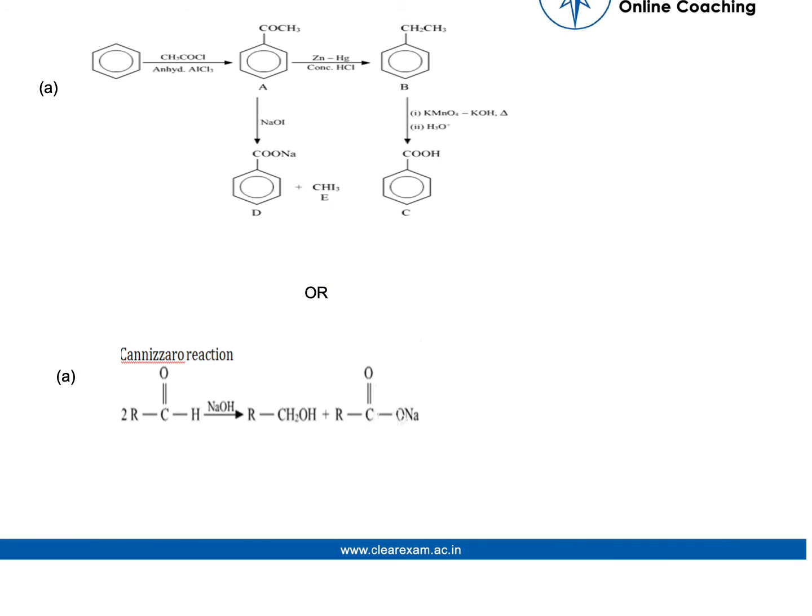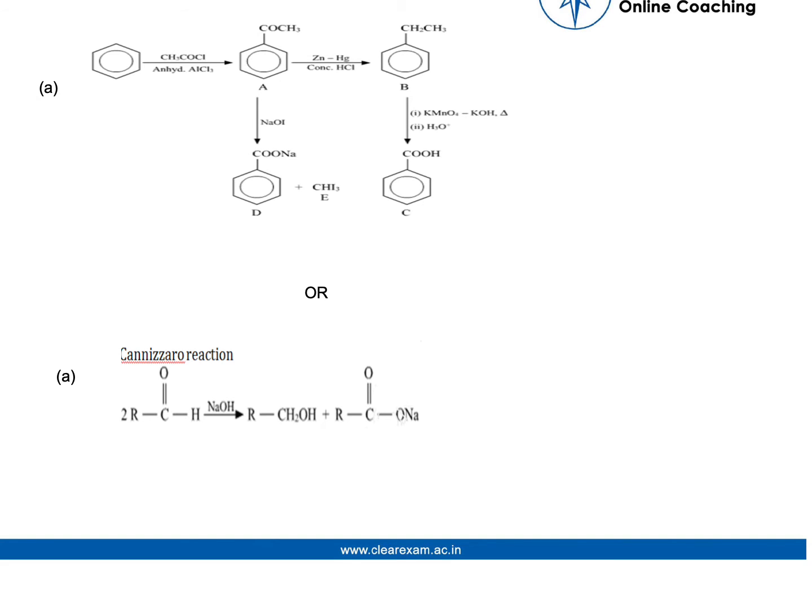Moving to the A part. When C6H6 reacts with CH3COCl and anhydrous AlCl3, it forms C6H5COCH3. This product can react with Zn-Hg and concentrated HCl to form C6H5CH2CH3. This product also reacts with NaOI to form C6H5COONa and a byproduct CHI3.